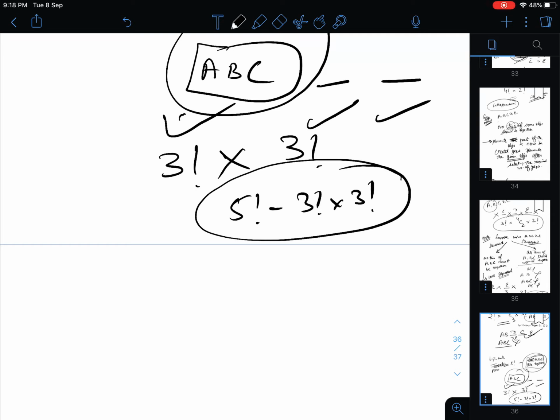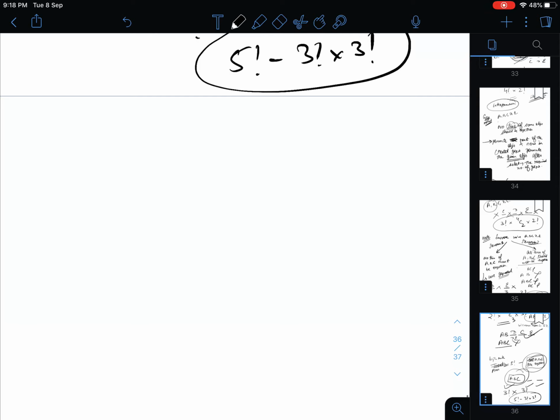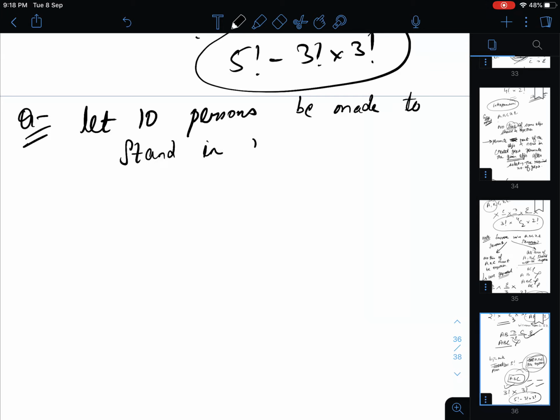Let's solve some questions. Let's solve a big example now. Let 10 persons be made to stand in a row. A part: find the total number of possible ways if there is no restriction. Well, if there is no restriction, then the answer is 10 factorial.